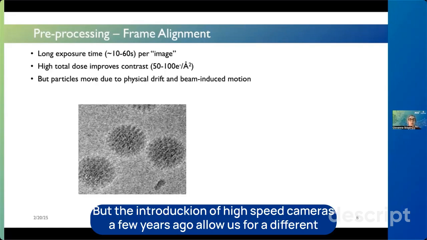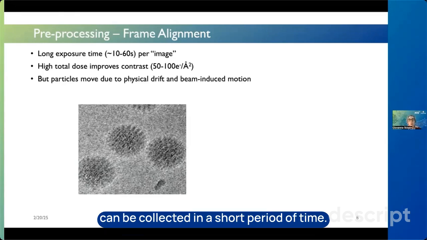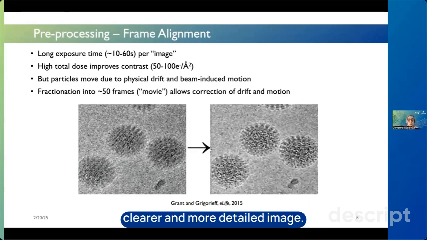But the introduction of high-speed cameras a few years ago allowed for a different type of recording, not a still image, but a film, a movie, in which up to 50 frames can be collected in a short period of time. And these frames can then be internally aligned, resulting in a much clearer and more detailed image. So this is step number one.